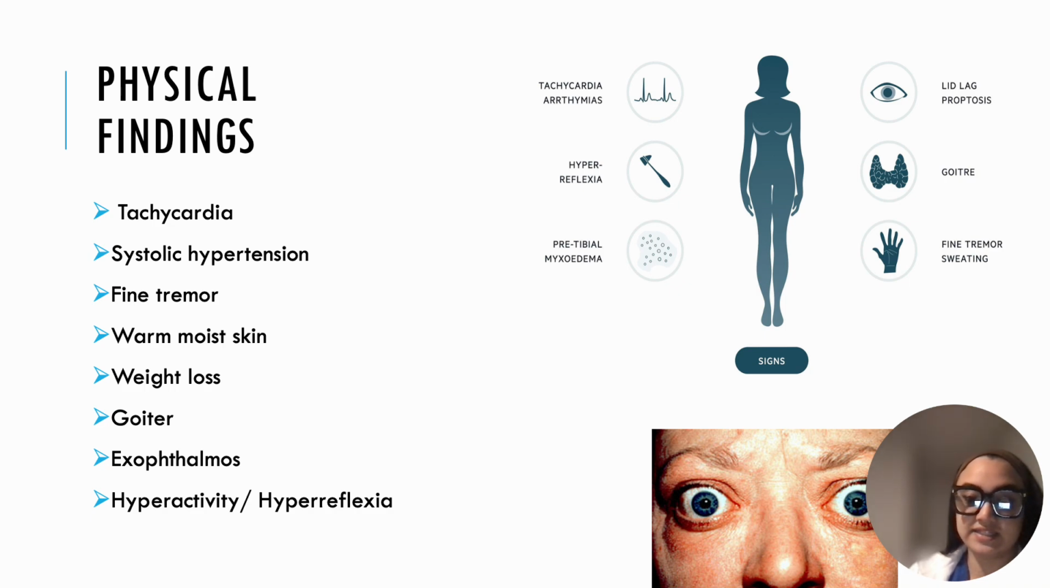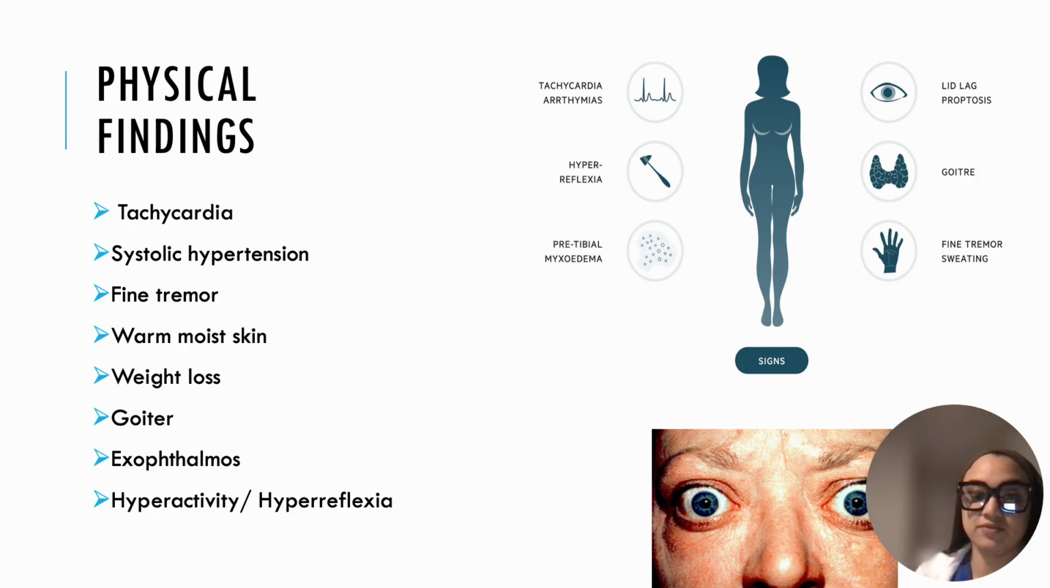Physical findings: if you look to the right, you can see that picture again of the exophthalmos, where you have the bulging eyes. That's something that we talked about in Graves' disease. But physical findings include tachycardia, systolic hypertension, fine tremors, warm moist skin, weight loss, goiter, exophthalmos, hyperactivity, and hyperreflexia.